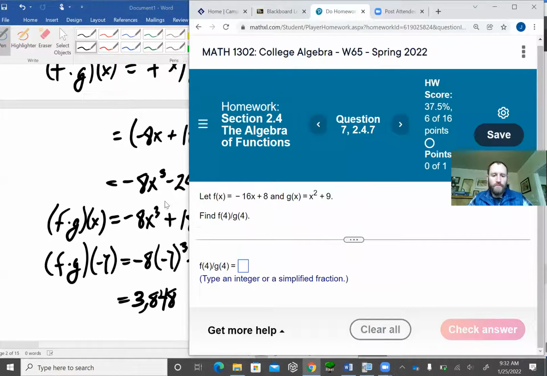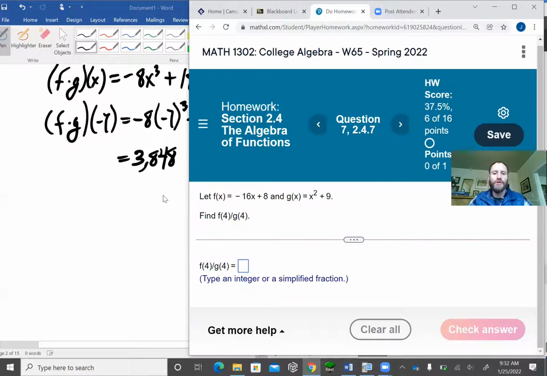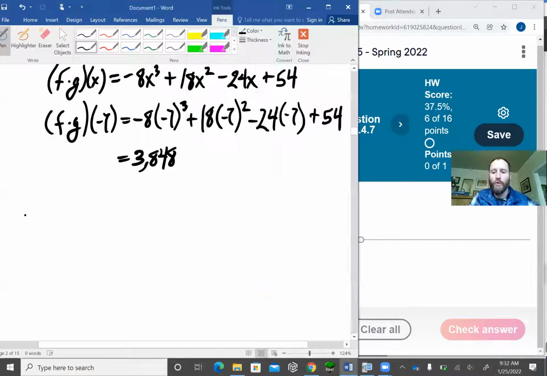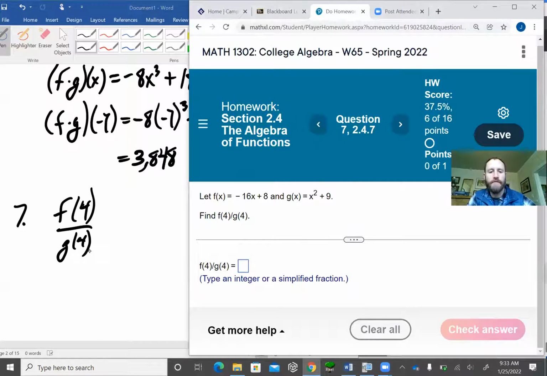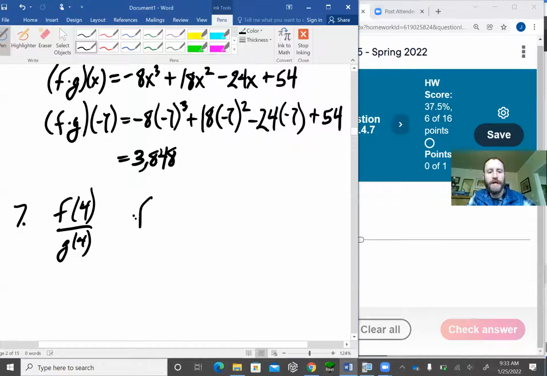Okay. Now we're going to do a quotient here on number 7. So this is f of 4 divided by g of 4. Okay. F of 4 divided by g of 4, and I should write my formulas down, right? F of x is negative 16x plus 8. G of x is x squared plus 9.